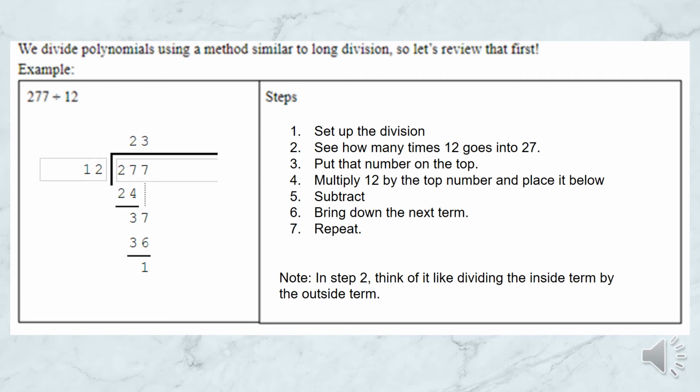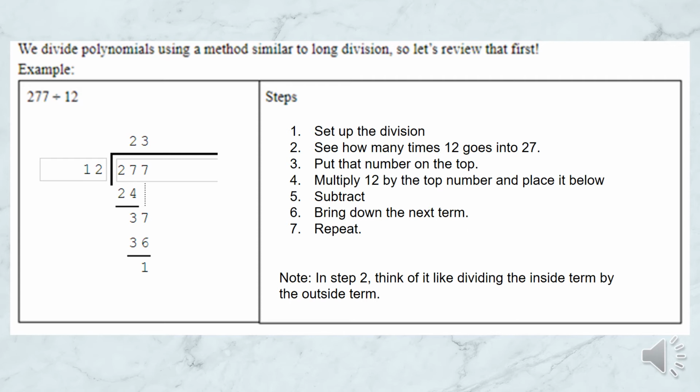So I've set up my division. I have 12, which is my divisor, on the outside, and I have my dividend, which is 277, on the inside. I ask myself how many times 12 goes into 27. The answer is 2 times, 2 whole times. So I put 2 at the top. I then multiply 2 times 12 and place that number below. So 2 times 12 is 24. And then I subtract. 27 minus 24 is 3. And then I bring down the next term, which is a 7, and I repeat.